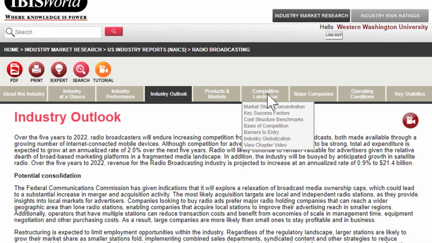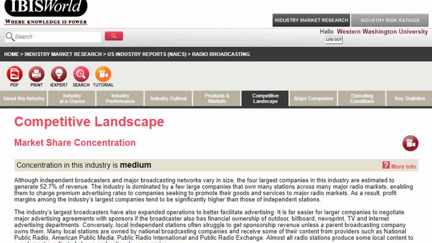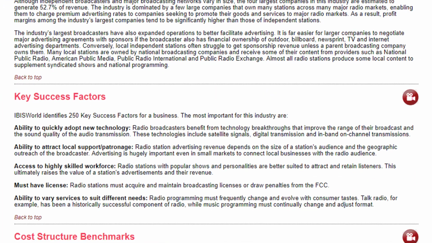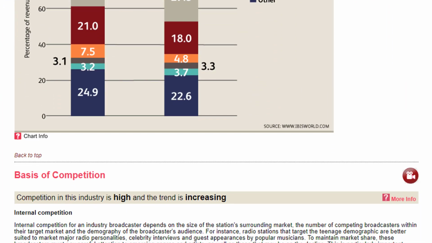Let's look at the competitive landscape. This is where we start getting into how the industry breaks down, where the costs are coming from, and the competition.